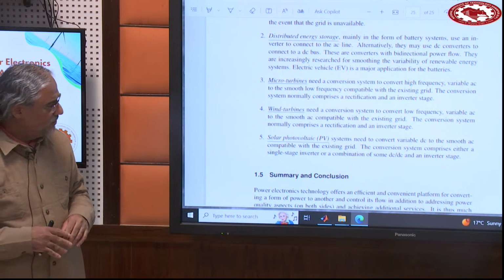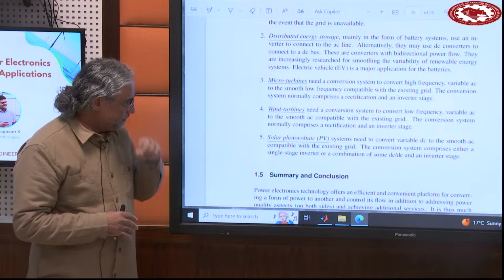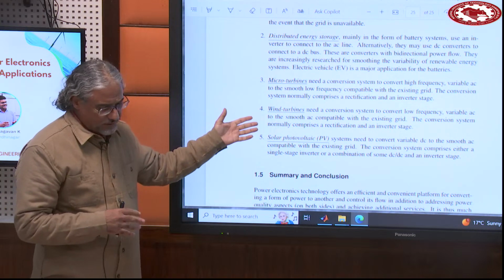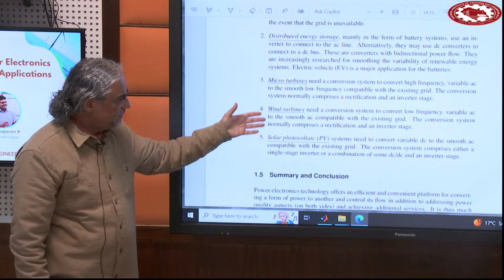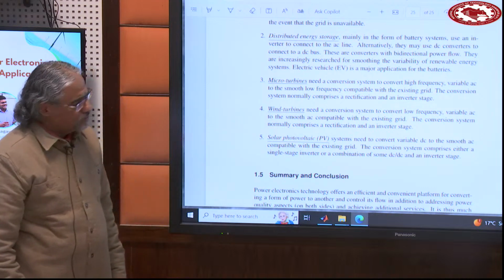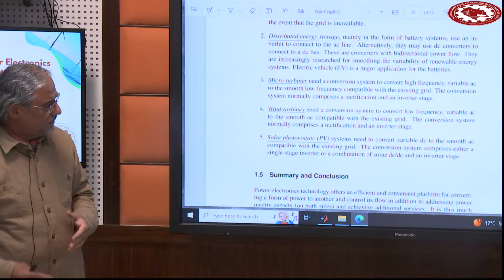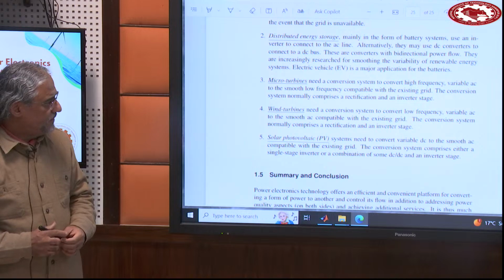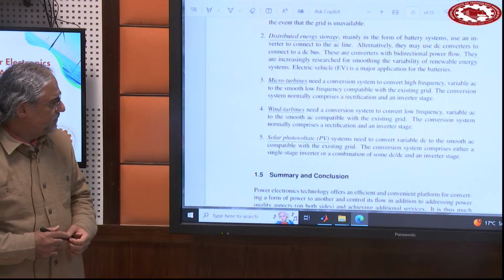Wind turbines generate AC, but that AC is not very stable in terms of frequency and magnitude. And so you cannot directly connect a wind turbine to the power grid. So again, you need a converter to convert that to a stable AC power.